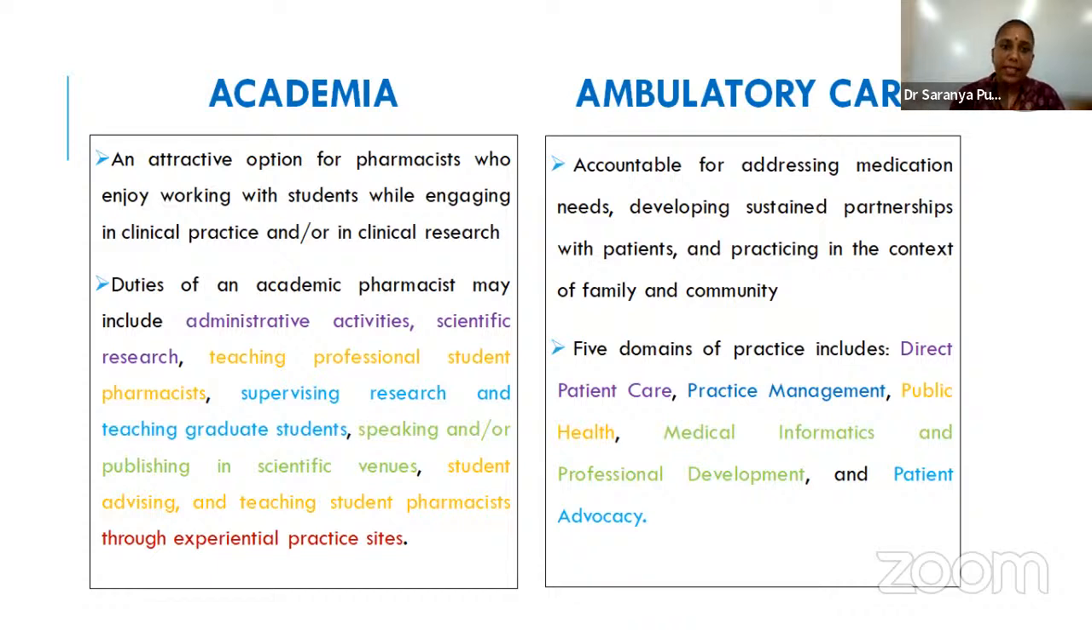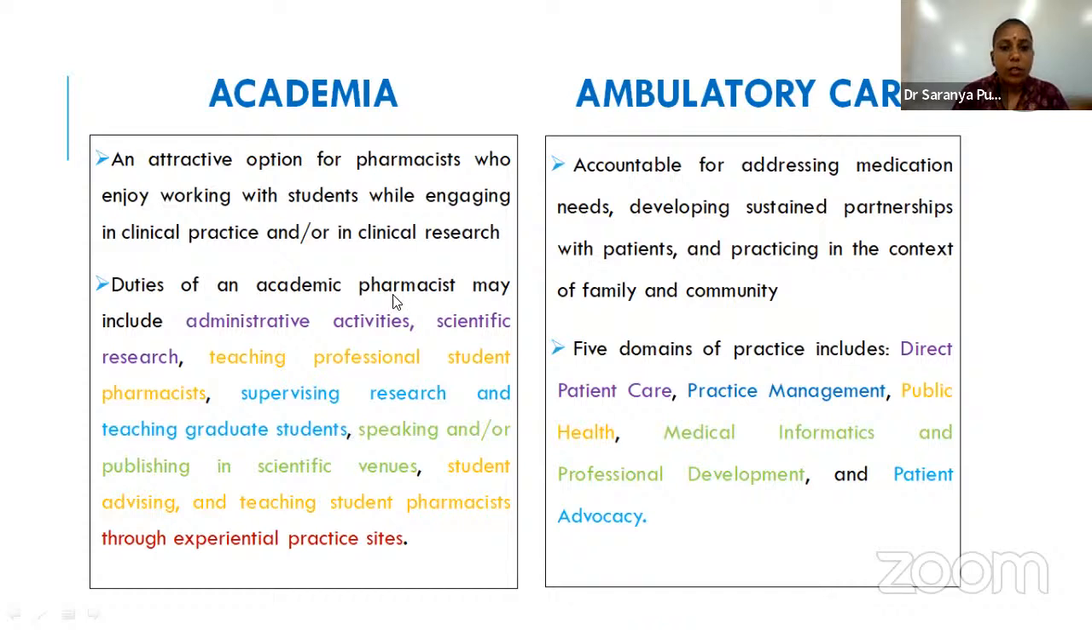So you will be in clinical practice and you will also be practicing clinical research. So it is a very attractive option. You will be helping the students to learn as well as you will be practicing your profession. You will be researching and helping the community as well. So it's a very attractive opportunity.